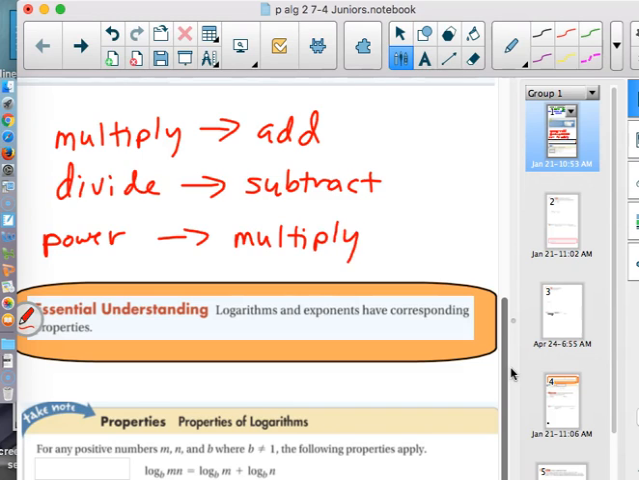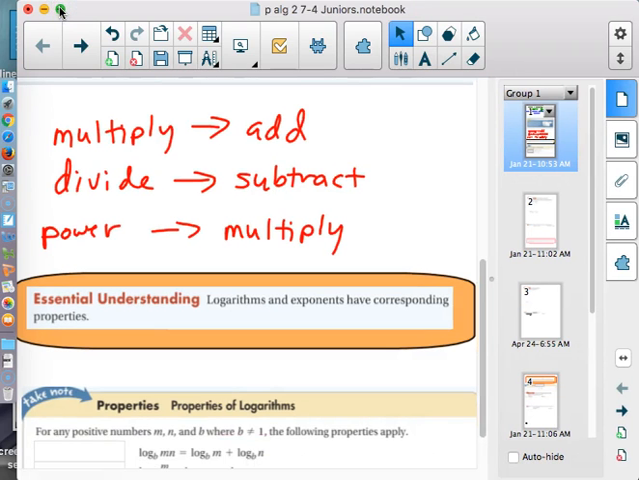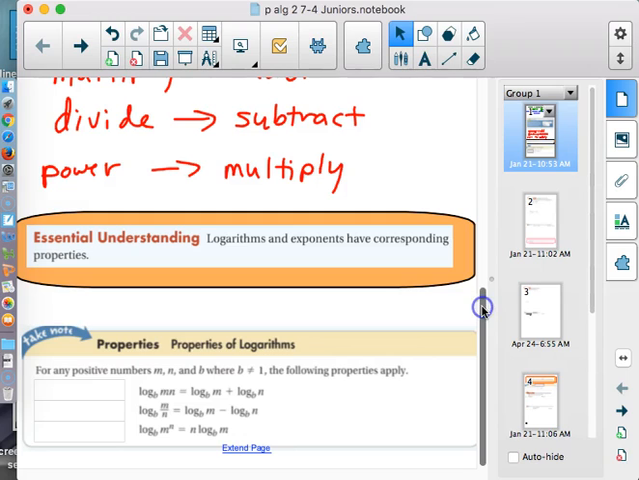All of those things that we did with exponents, we have to do with logarithms. Because remember, logarithms undo powers, so they have to have the same set of rules for the way that they work. That's the only way they can be inverses of each other. So our essential understanding says that logarithms and exponents have corresponding properties.